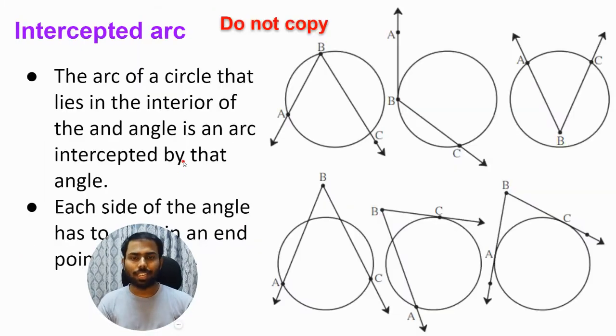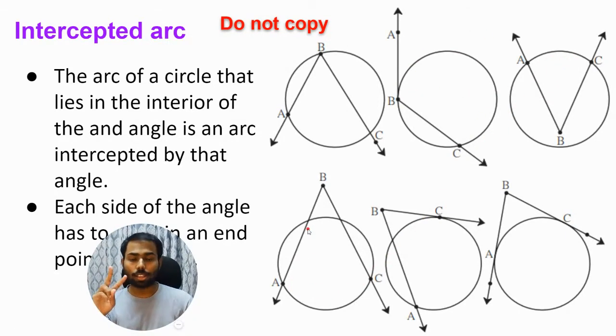Then we had seen intercepted arc. What is intercepted arc? Whichever arc is in the interior of the angle is known as the intercepted arc, right? So here you have an inscribed angle, and which arc is in the interior of this angle? Arc AC. Similarly here, this is not an inscribed angle. Why? Because the vertex is on the circle, but the arm is going upwards and it is not intersecting the circle. So this is not an inscribed angle, but even then it will have an intercepted arc. Which arc is in the interior of this angle? Arc BC, right? Arc BC is in the interior of this angle. Here arc AC is in the interior of this angle.